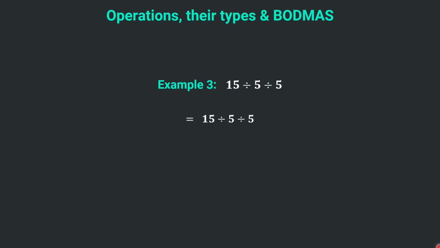This is our problem. So this division will be performed first. So 15 divided by 5 will make it 3, and then this 3 divided by 5 will remain the same. In the second step we will perform the next division. So 3 divided by 5 will become 0.6. So as you can see how operations are performed in a certain order. So this was all about operations, their types, and the BODMAS rule.